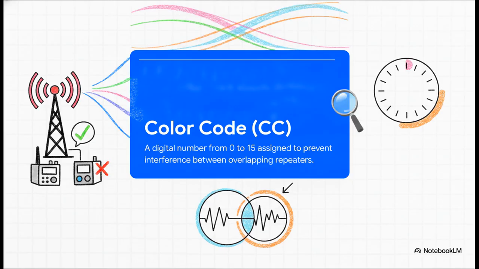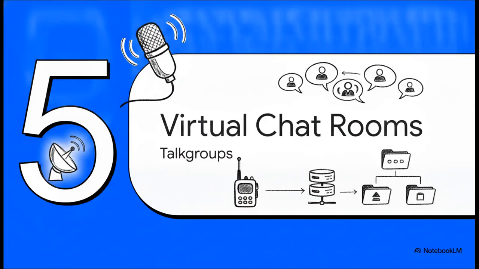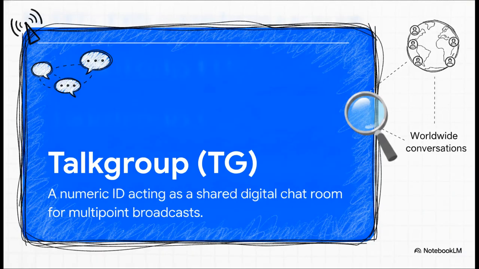It functions exactly like an analog PL tone to prevent interference between overlapping repeaters. Basically, if your radio isn't programmed with the exact right color code, the repeater is simply going to ignore your transmission entirely. Next up, Section 5, virtual chat rooms, also known as talk groups. Okay, think about it. You've got your ID, you've got the exact color code, but how does your voice actually find the specific people you're trying to talk to?